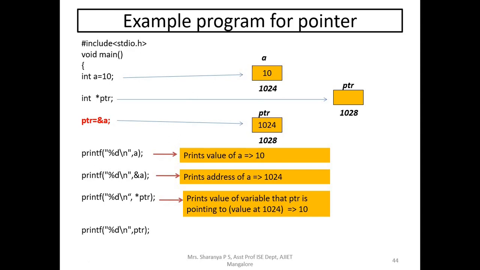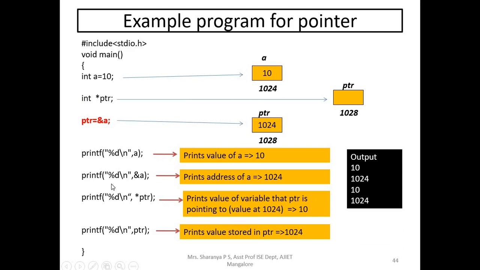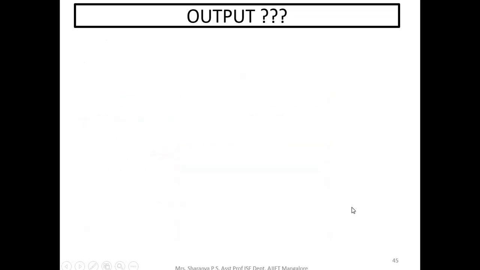And if we print just ptr, what will it print? It will print the address. That is, currently we have set the address of A, it is 1024. That will be printed as a value. This is how the pointer will work. In the first step, we have set some value here and then declared the pointer. And with the next step, we have initialized the pointer. And these are the different statements we have written here to differentiate between the values that get printed with the variables. And the output, if you observe, 10, 1024, 10 and 1024 will be displayed.